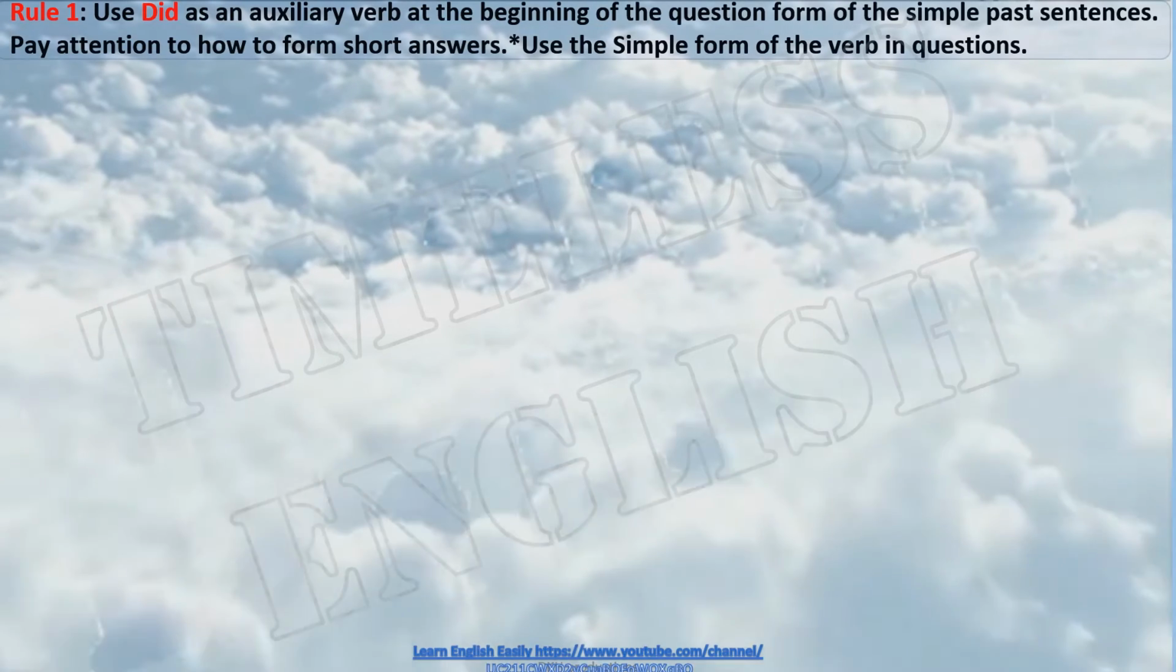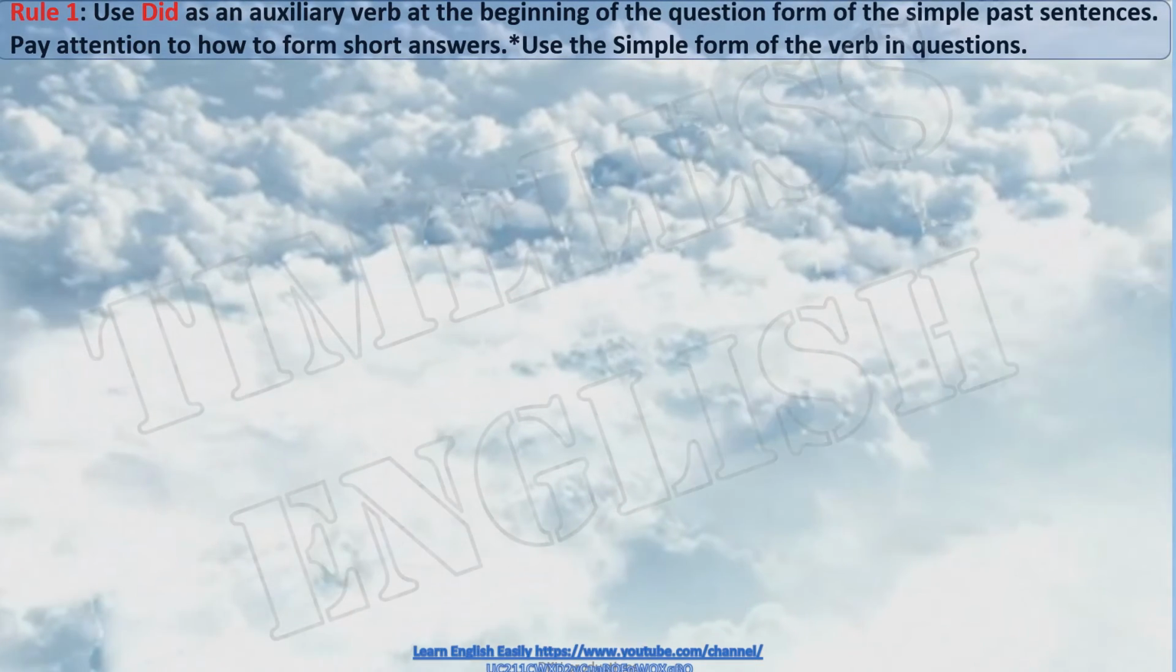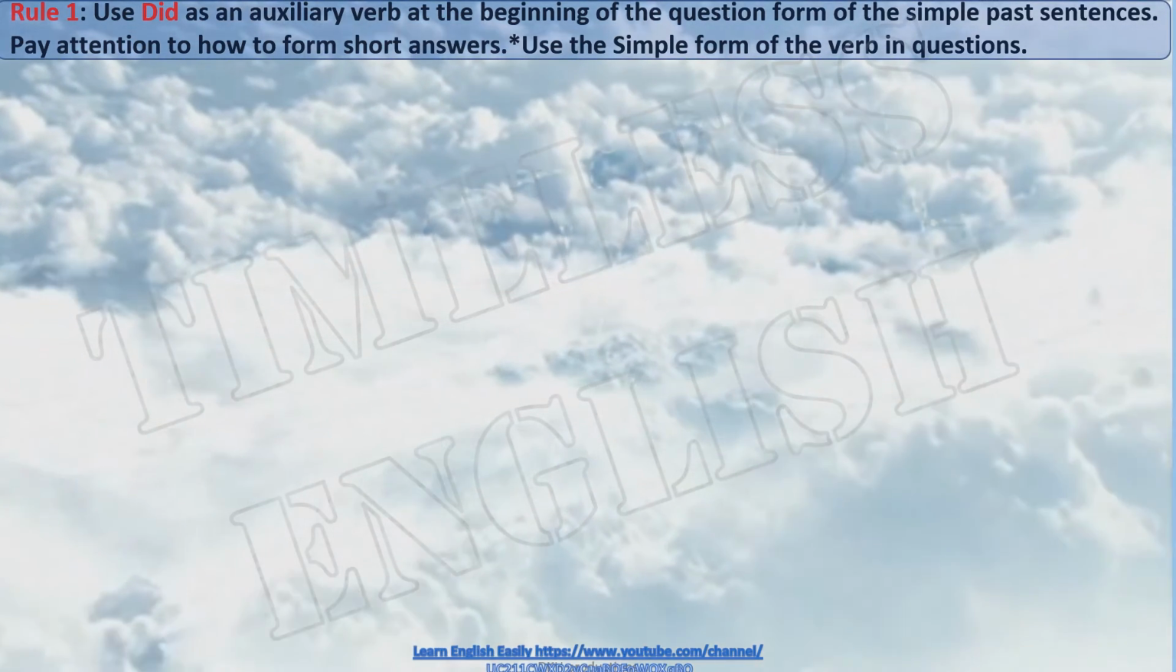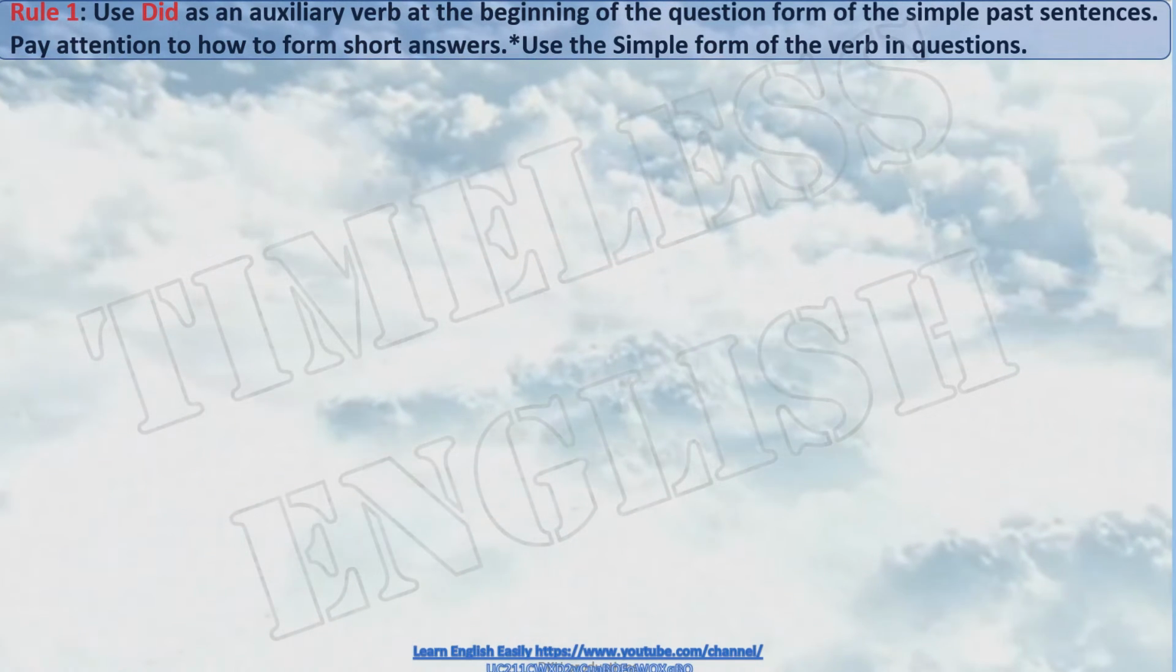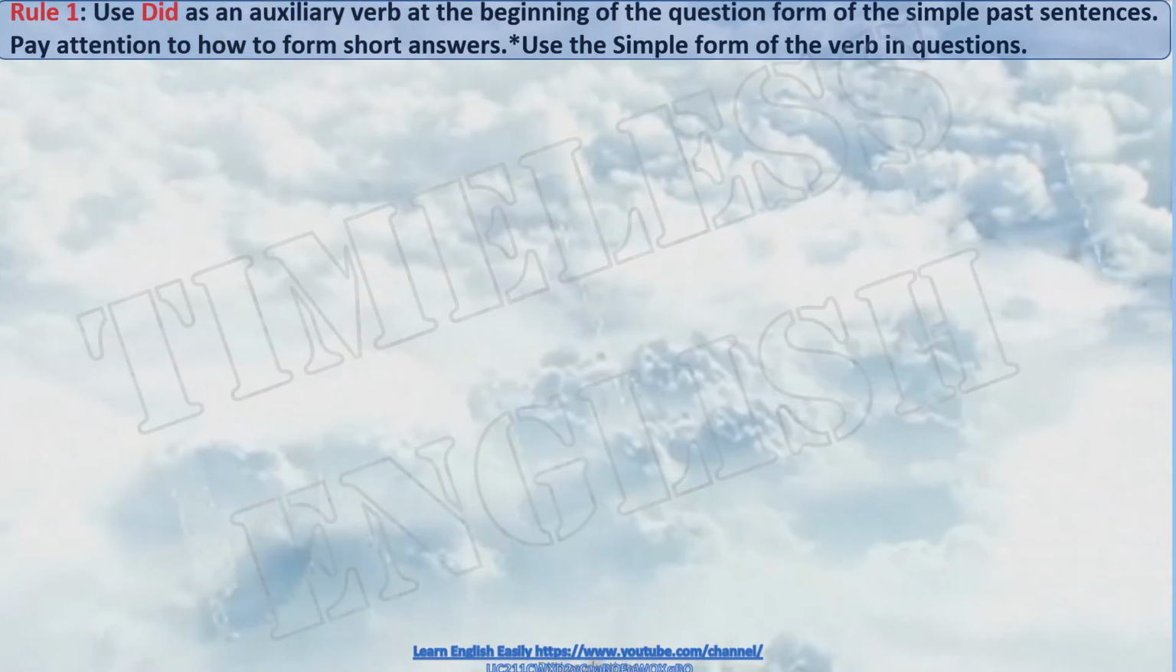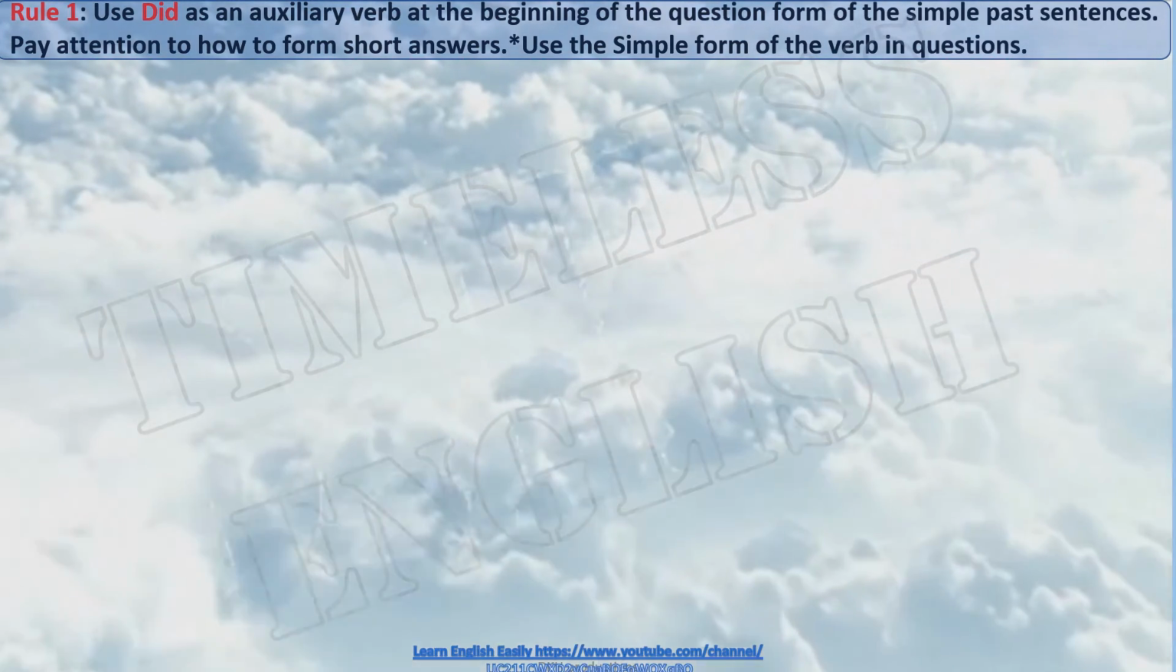Rule 1. Use did as an auxiliary verb at the beginning of the question form of the simple past sentences. Pay attention to how to form short answers. Use the simple form of the verb in questions.